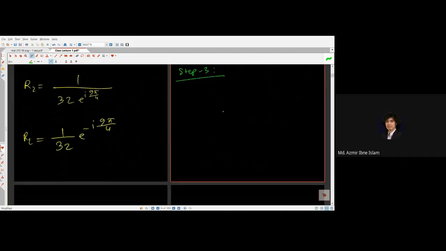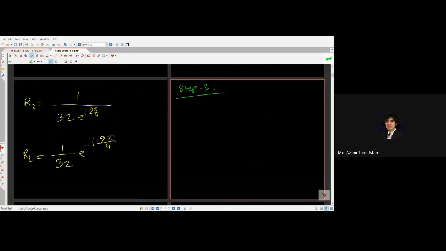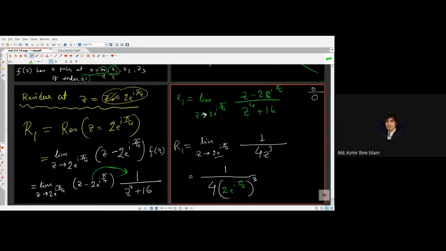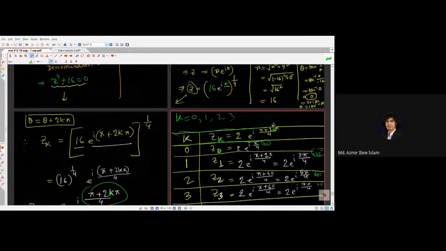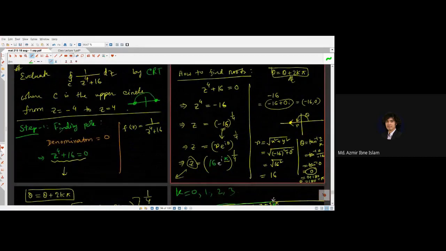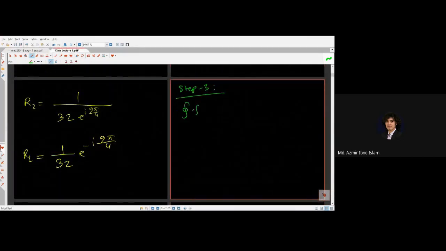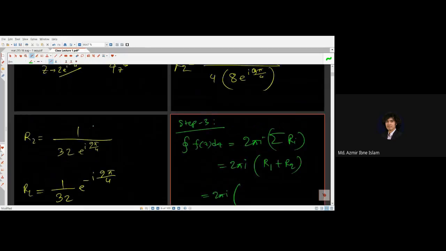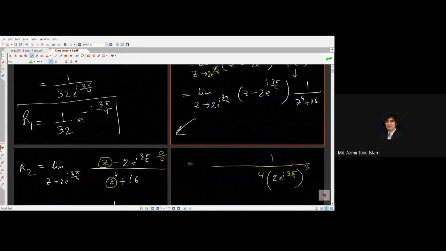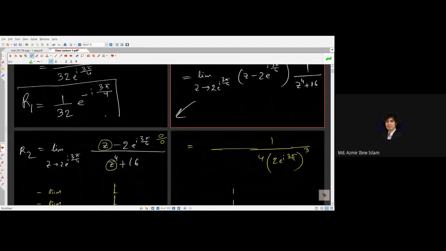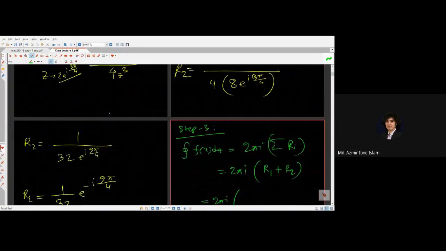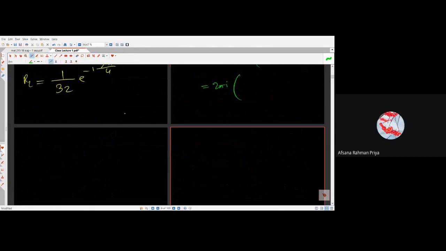So in step 3, we have to find the result of the integral by using Cauchy's residue theorem. So this is our integral. Integral f of z dz will be 2 pi I times the sum of all residues. You know we have total 2 residues, r1 plus r2. So 2 pi I r1. What is r1? It is 1 by 32 e to the power negative I 3 pi by 4. Right? Yes, sir.